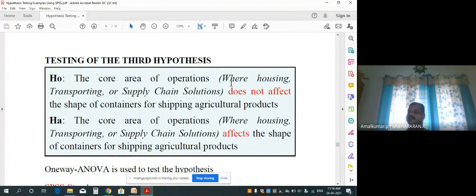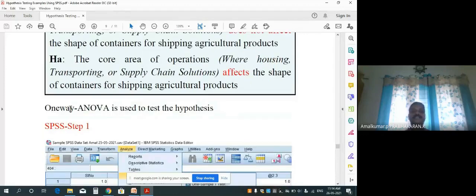The researcher wants to compare these three different core areas of operating companies for checking the hypothesis. In this situation, the researcher wants to compare three mean values, more than two mean values. That is why the researcher selects a statistical tool, one-way ANOVA.